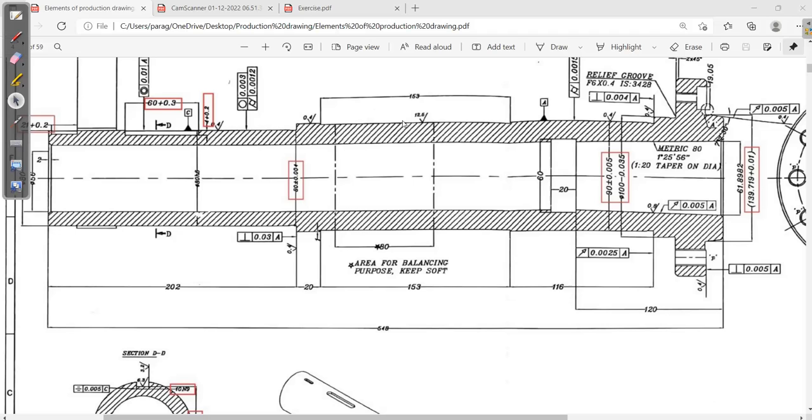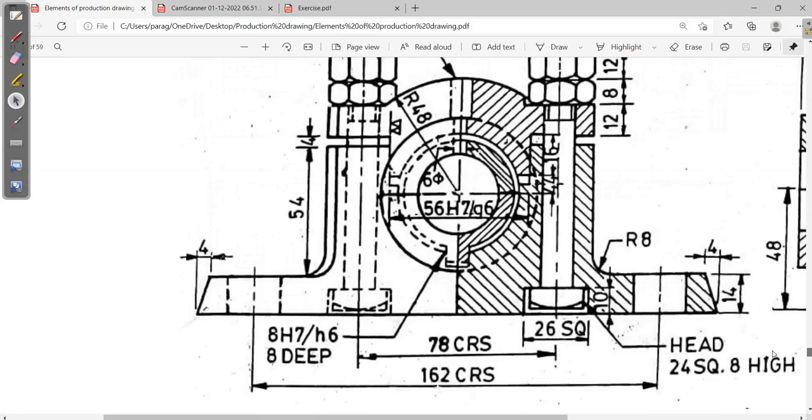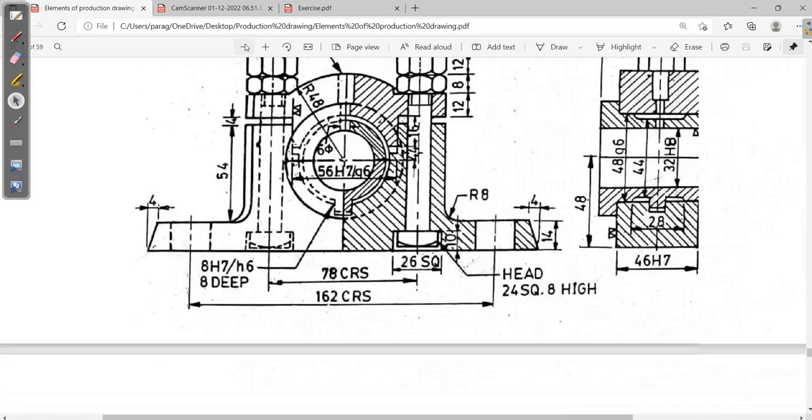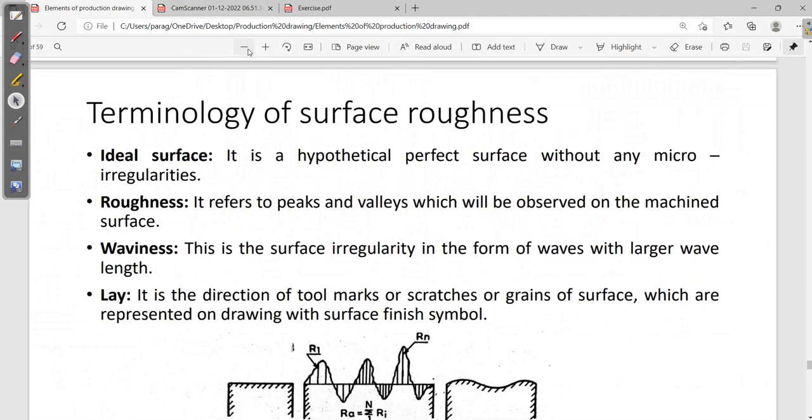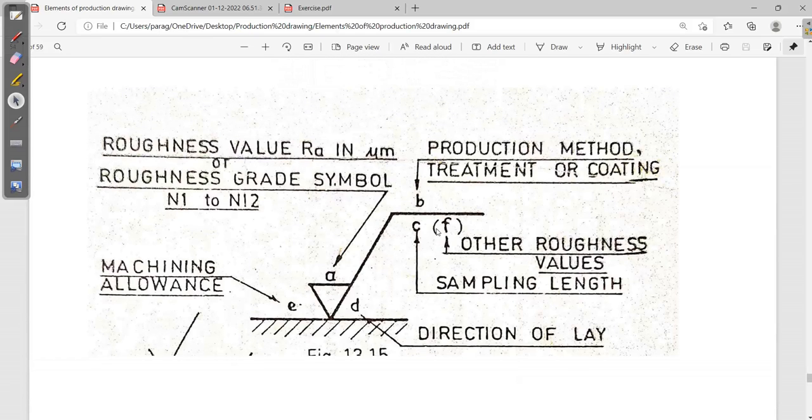Next we will see the symbol of surface roughness. This is the symbol of surface roughness, just like this line, a triangle or angular picture. Now this E, D, everything you should know. What is the meaning of this E, D, A, B, C, F?